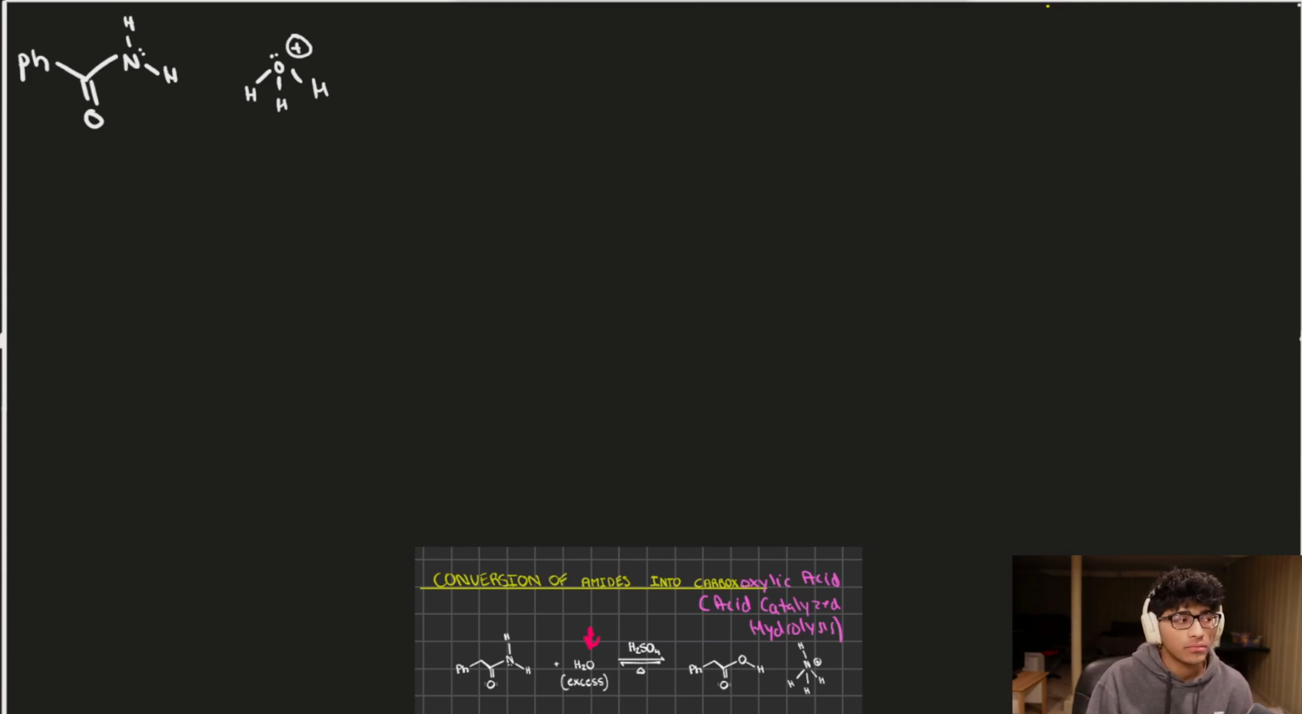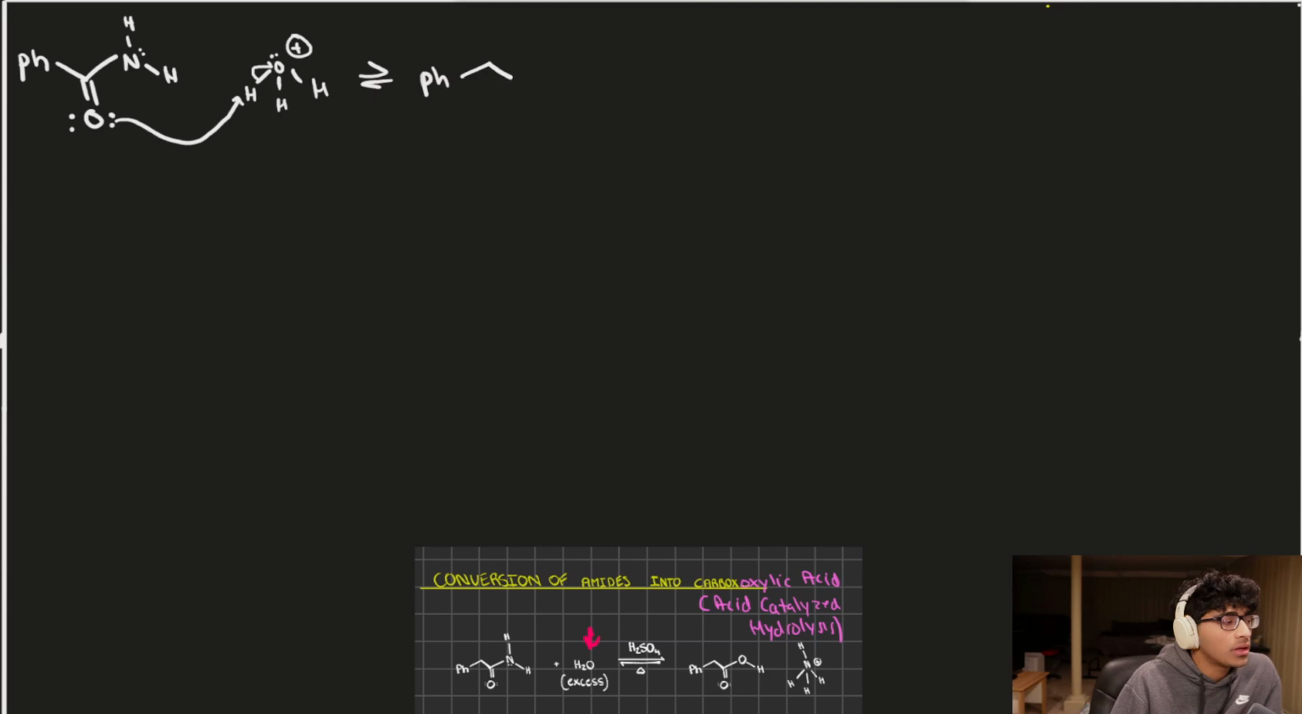But right now, this is pretty chill, and the water isn't going to attack it. So first we're going to have to activate the carbonyl. The oxygen is going to be attacking the hydronium. If we protonate oxygen, we're increasing its electron withdrawing ability, and it makes it a better acceptor of electron density.